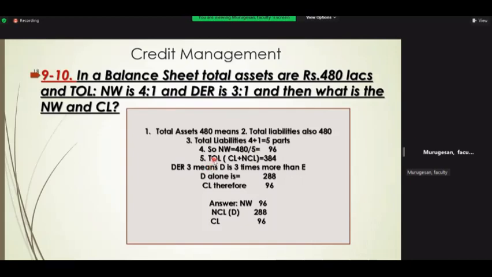Net worth or capital will be 96. Then TOL is 4 times, so 96 into 4 is 384. Okay, again, next data. Debt equity ratio is a very intelligent question. It appears to be very simple, but you have to be a little bit of a mathematician. As a banker, you have to use it.